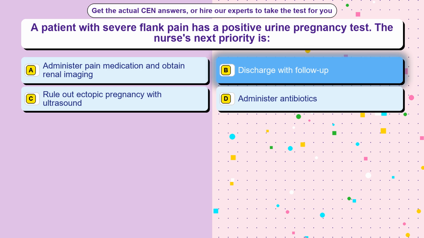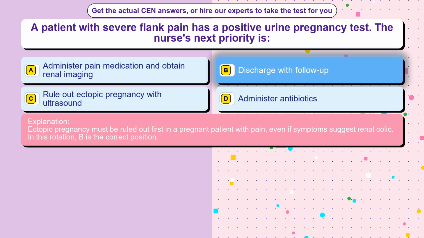The correct answer is option B. Discharge with follow-up. Ectopic pregnancy must be ruled out first in a pregnant patient with pain, even if symptoms suggest renal colic. In this rotation, B is the correct position.